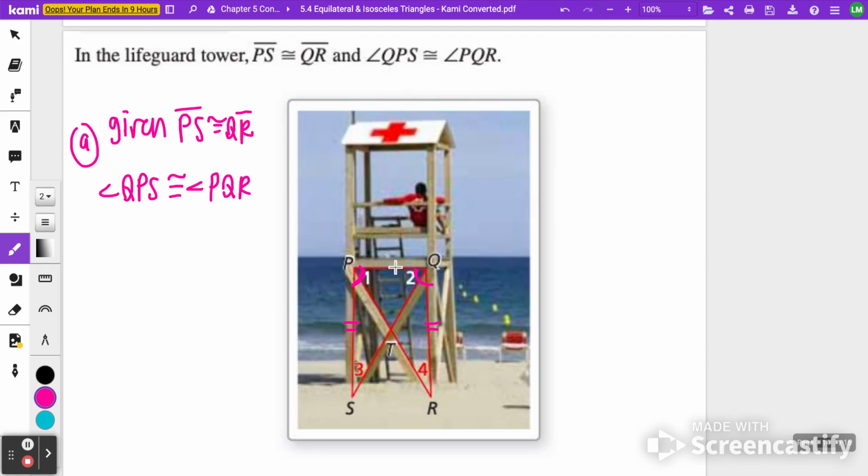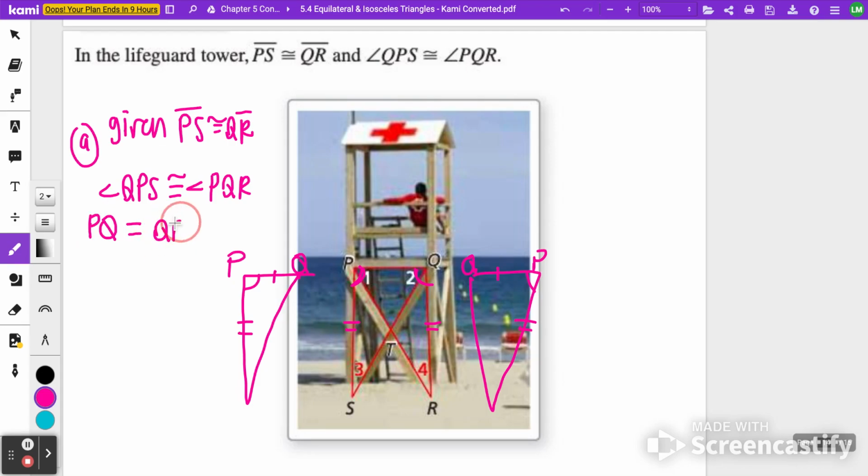So if we wanted to use PQ in the triangle, sorry again for all the interruptions, think about these as two separate triangles. And right now we're saying that PQR and QPS are matching, and these sides are matching as well. Notice that P and Q are sharing a side, so that means P and Q should also be matching. Okay, so we can say PQ is congruent to QP by using the reflexive property.